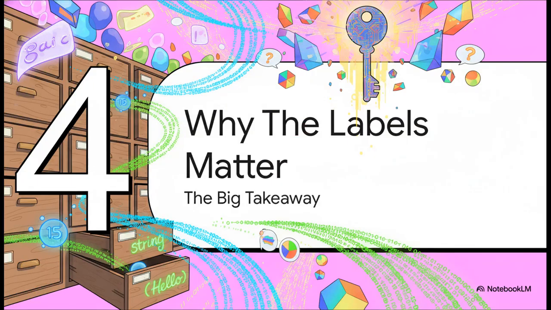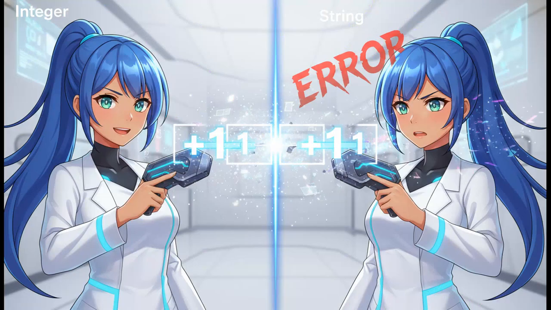Okay, so we have integers for our whole numbers and strings for our text. Each one is in its own neatly labeled drawer. But why? Why is this separation so critical? Let's get to the real heart of why these labels matter so much. This right here is the entire reason.